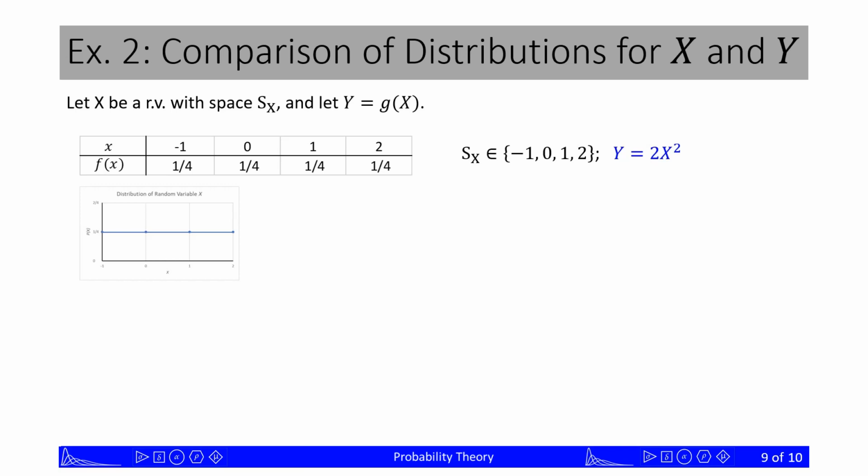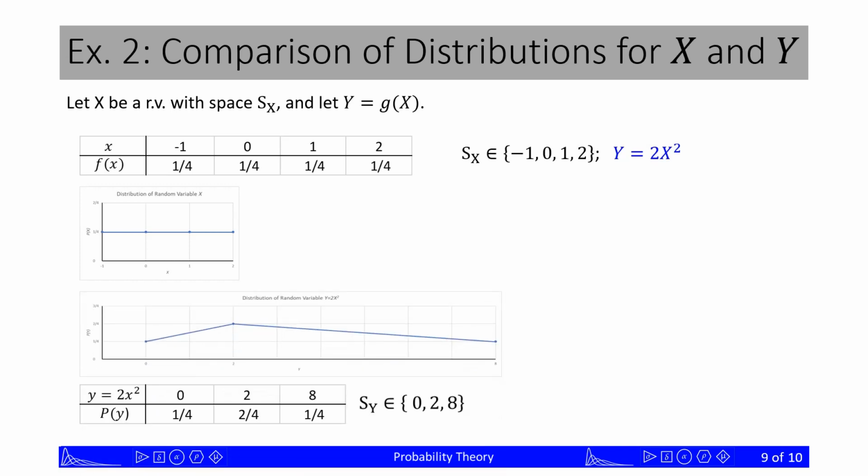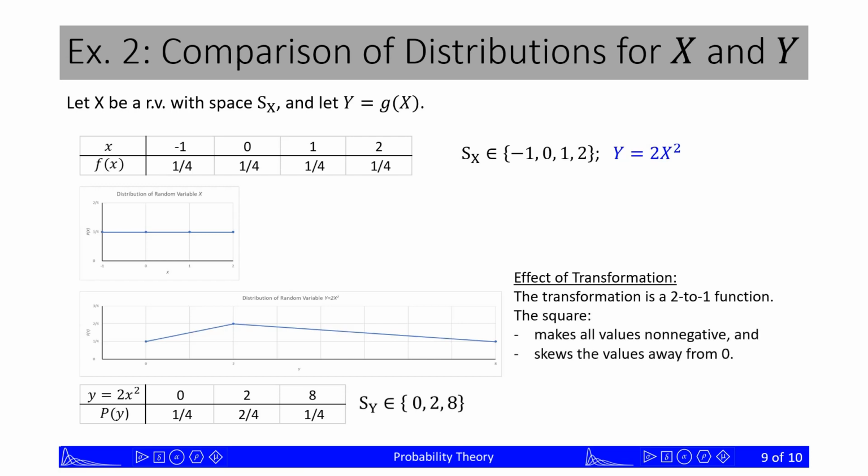We started with the discrete uniform distribution for x. The distribution of y has a different shape. It is triangular. We also say that it is unimodal with a peak at 2. The effect of the transformation is provided. First, we note that it is a 2-to-1 function. Then we discuss each operation in the function. First, the transformation squared each value, which made them all non-negative and also skewed them away from 0. Then the multiplier of 2 further spread out or skewed the distribution to the right, again away from 0.